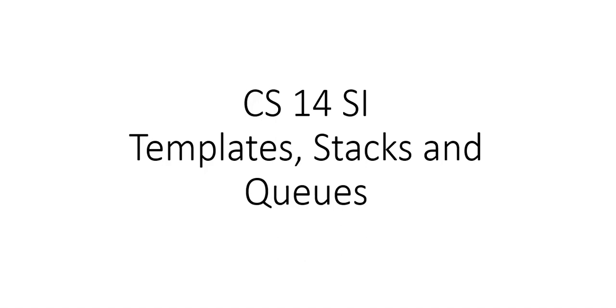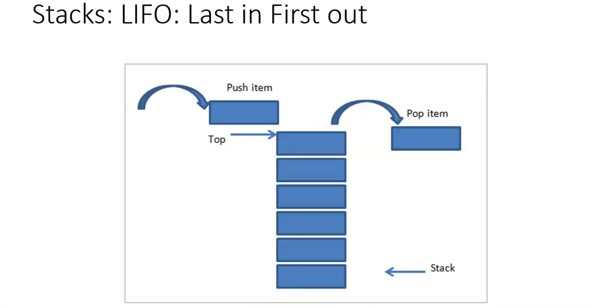For today's video, we'll be going over templates, stacks, and queues. For stacks, it's a fairly simple concept where we can place information in a LIFO type of list, which means last in, first out, meaning that we can put information in the end of the list and we can also remove the information from the end or the top of the list right here.